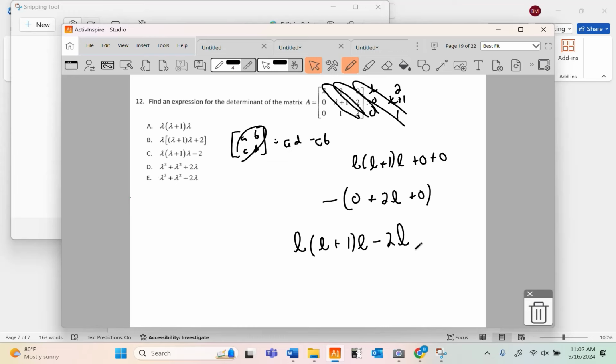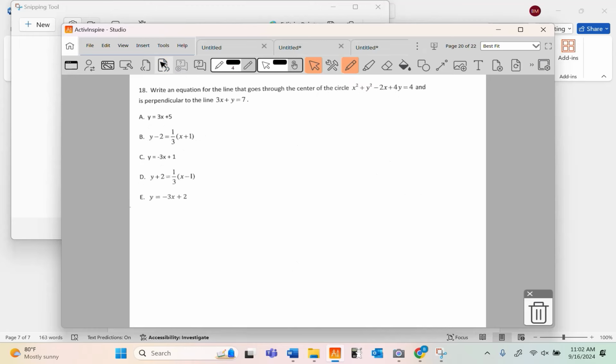It's probably going to be something along the lines of choice D or E. Probably E, because I see that minus 2 lambdas. So L times L is lambda squared. Distributive property, lambda cubed plus lambda squared, and then finally take away that 2L. Choice E. That is how you find the determinant of a 3x3 matrix. Now, if you take linear algebra, they'll teach you a much different algorithm for it, but that's a special situation for 3x3s.